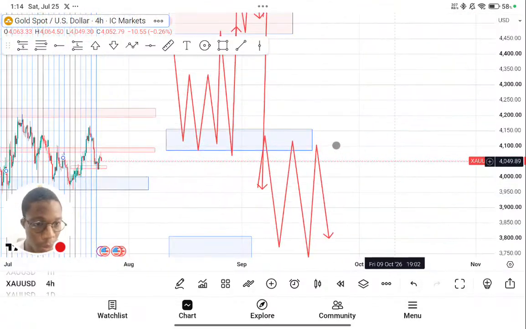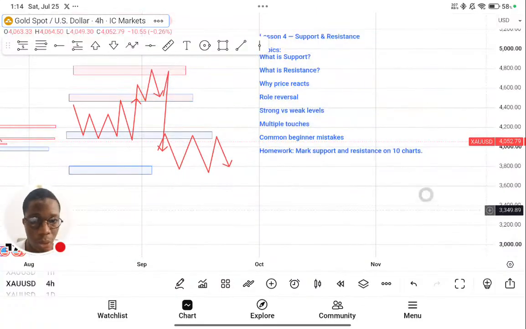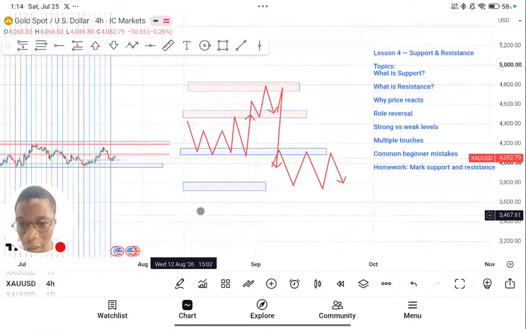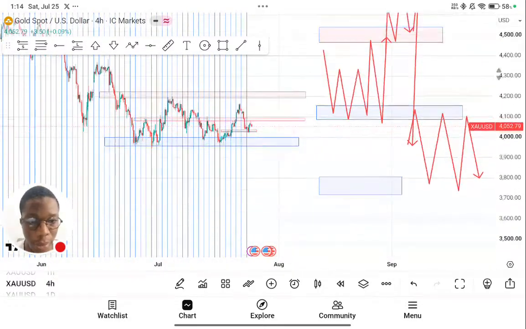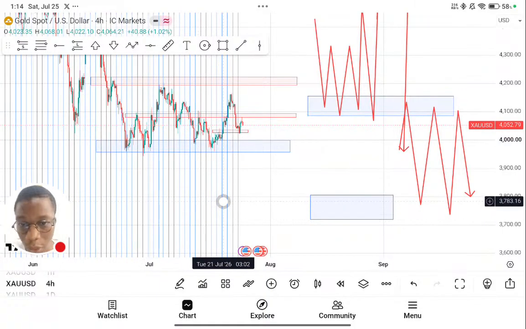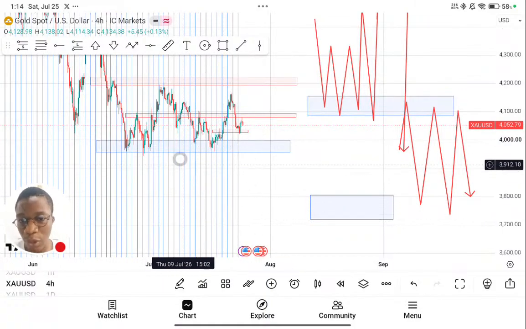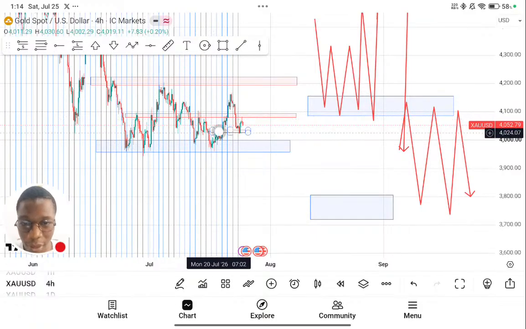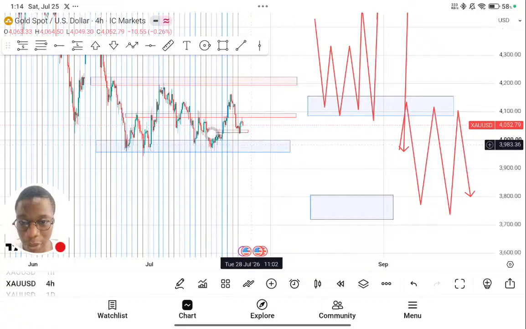I hope this makes sense to you. So strong versus weak levels are the ones I told you. The higher the time frame, the stronger. The lower the time frame, the weaker. And also you would see some zones, but an example like this one is a weak level. Price you can't really predict, because sometimes it holds, sometimes it doesn't.